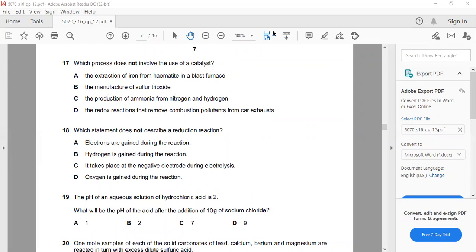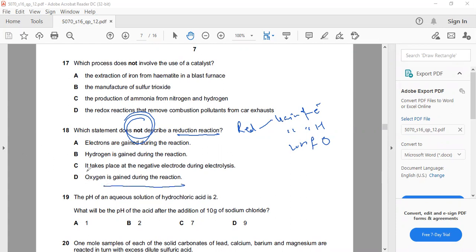Which statement does not describe a reduction reaction? I don't know why they like "not" questions so much. Reduction: what is reduction? You should know OIL RIG, gain of electrons, then gain of hydrogen, then loss of oxygen. This is reduction. So 18 is D. Oxygen is gained during the reaction is wrong. This is oxidation. Gain of oxygen is oxidation. This is not correct.